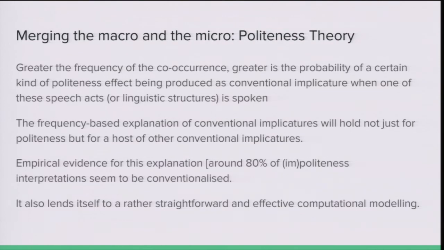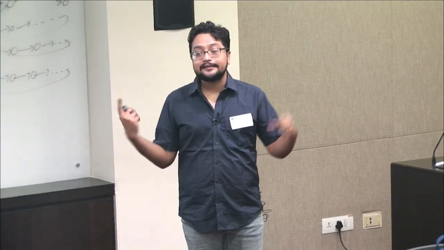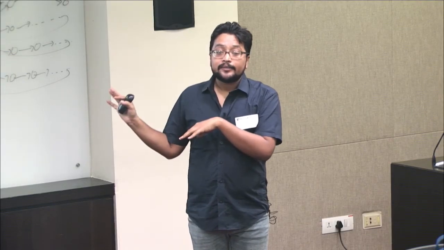The difficult part is the rest of the 20-22%, which is not conventionalized and which emerges out of the discourse. And that means that's not part of the conventionalized implicatures. They are part of the conversational implicatures. And how do you model and understand conversational implicatures?